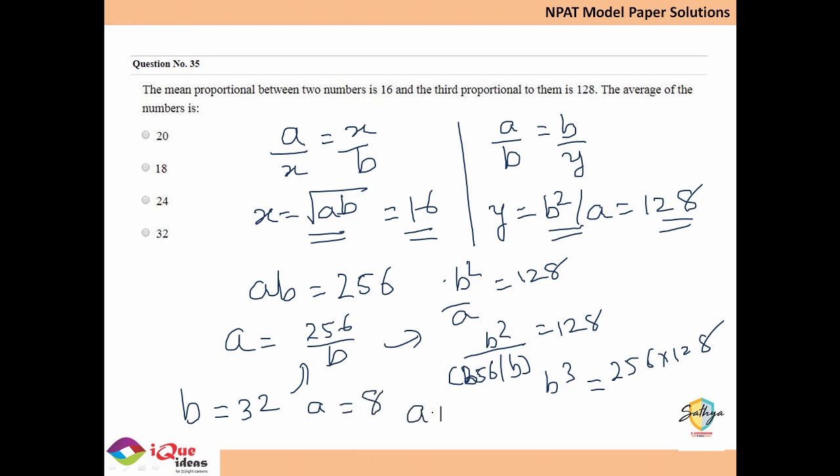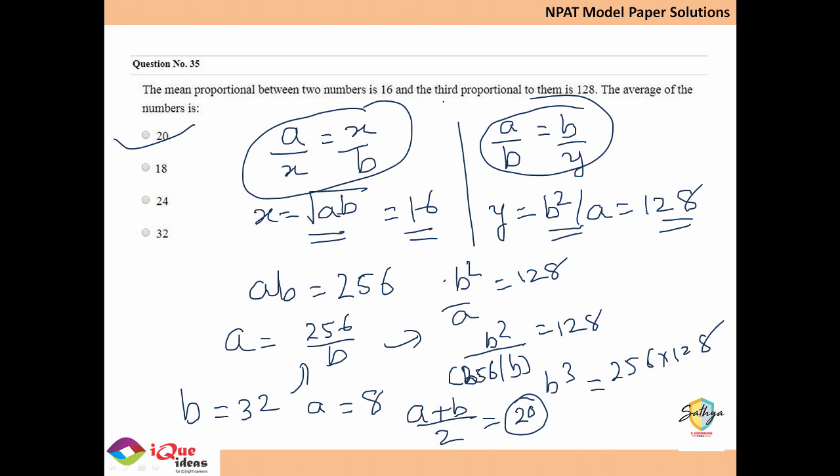So the average of the two numbers a plus b by 2 is 32 plus 8 by 2, which is equal to 20. So all you need to know is what is meant by mean proportional and what is meant by third proportional. Calculations are pretty straightforward and simple and easy sum to solve.